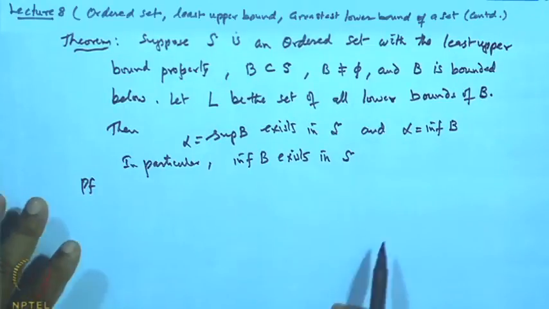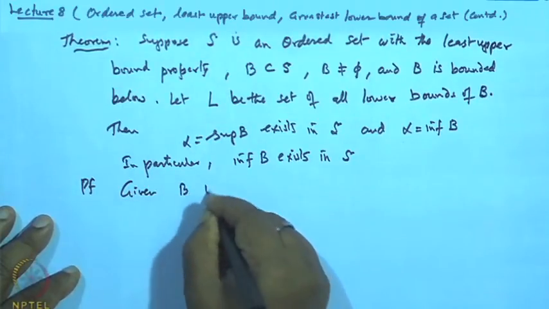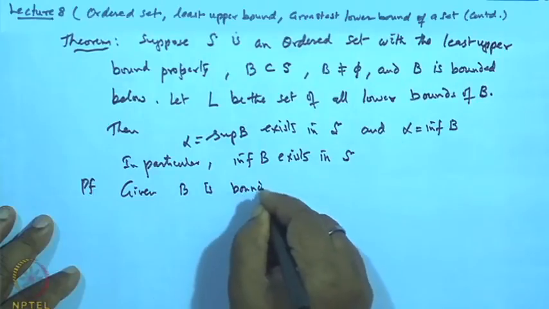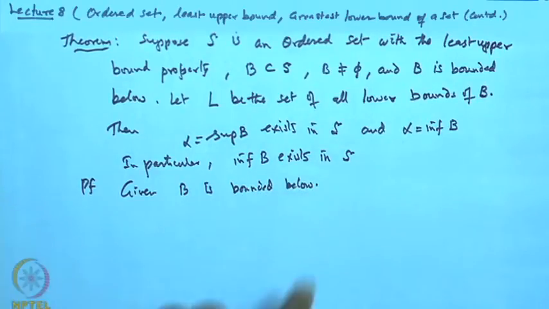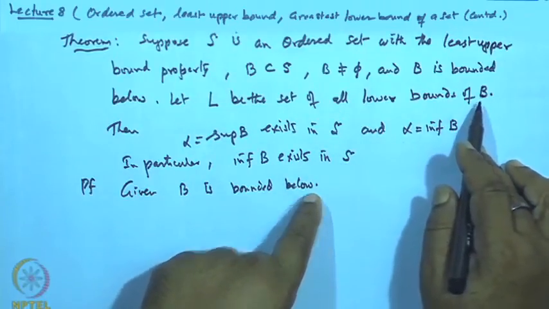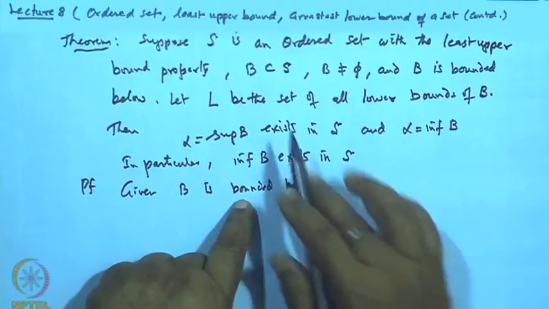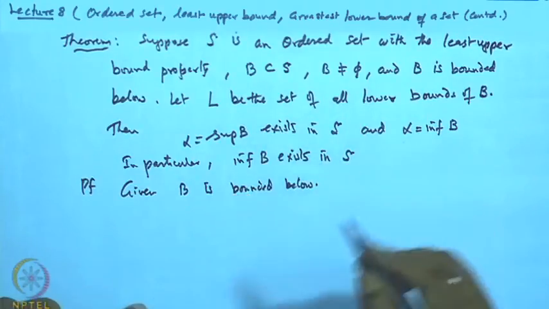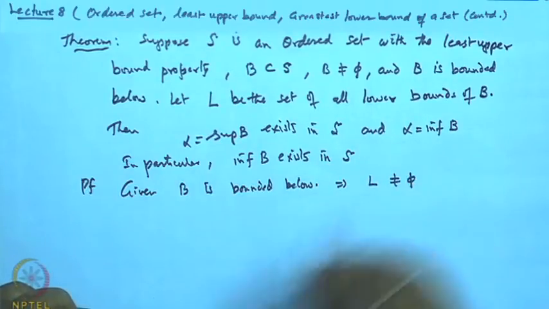That is what we have to show. So, B is given to be bounded below. Okay. And what is our L? L is the set of all lower bounds of B. B is bounded below, it is already given. It means there is a lower bound available. So, L is non-empty.